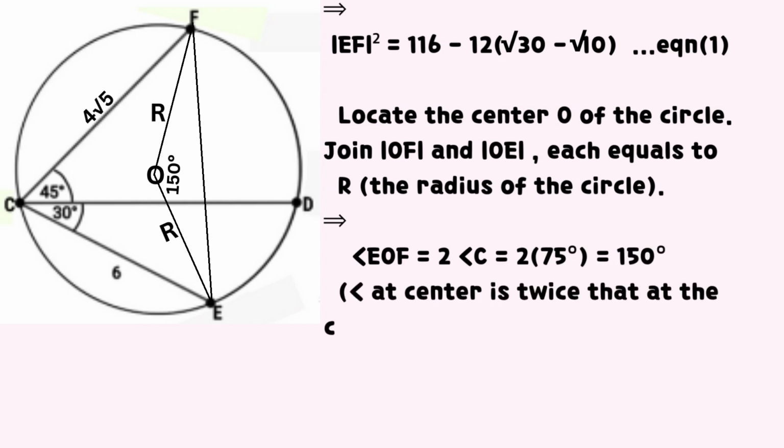Locate the center O of the circle. Join line OF and line OE, each equal to R, the radius of the circle. It follows that angle EOF equals 2 times angle C, which equals 150 degrees. It is because the angle at the center is twice that at the circumference of the circle.